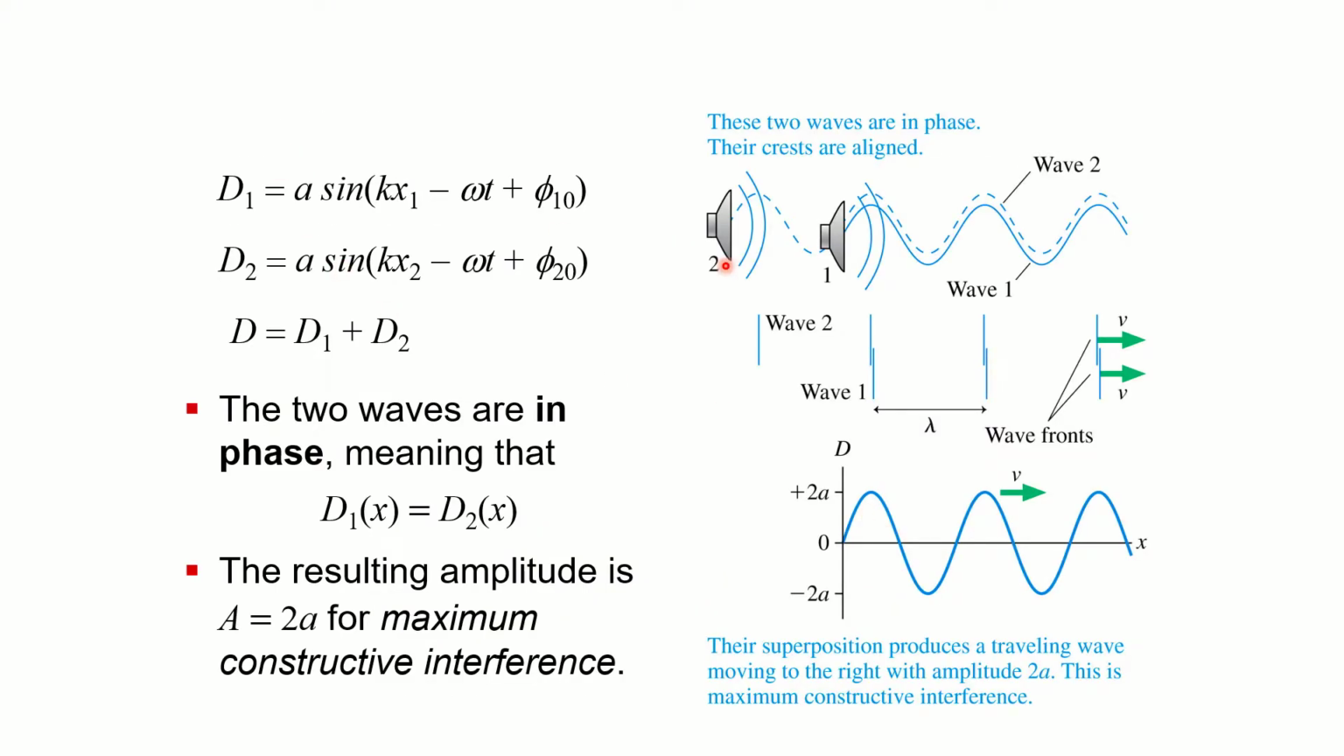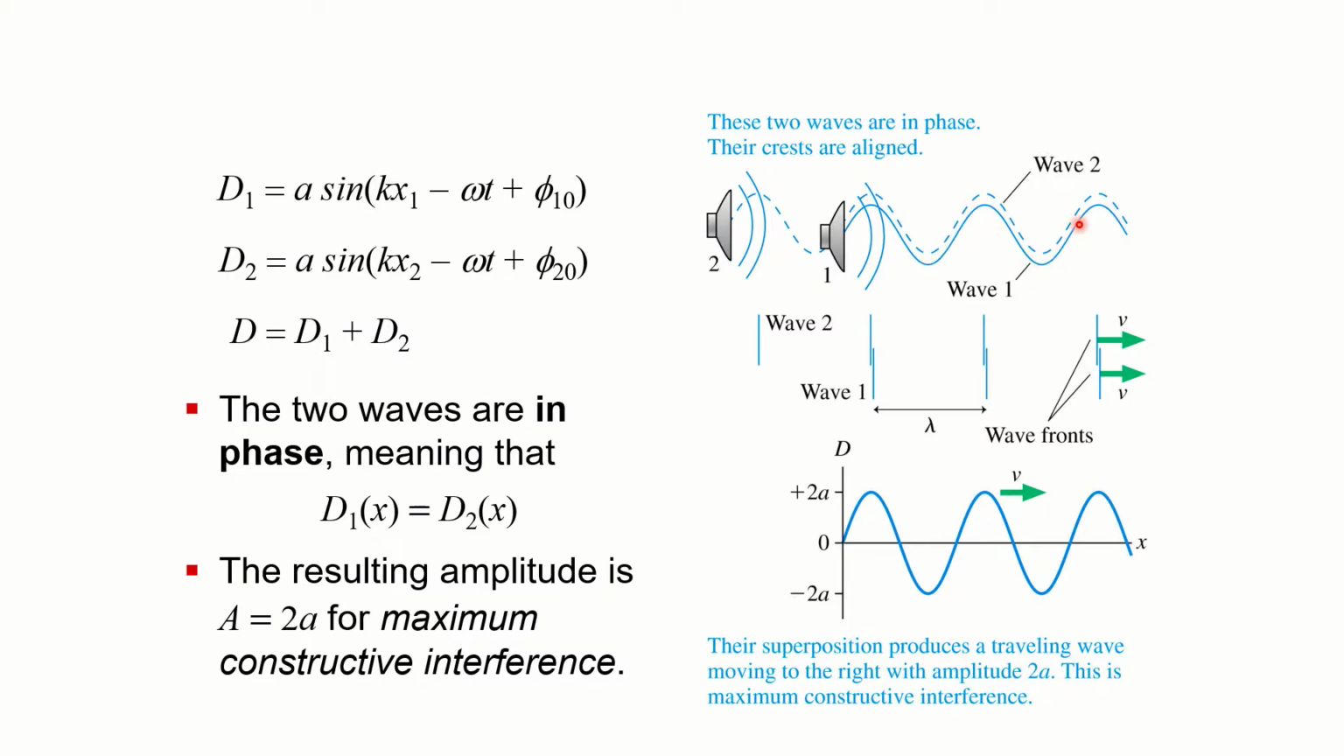So again, if we want to start to think about how that works, we have those two speakers. The sound waves that they produce are each described by their own A sine of the phase, and the sound I would hear is determined by the sum of those two displacements. Now, if those waves are what we call in phase, that means that they line up.